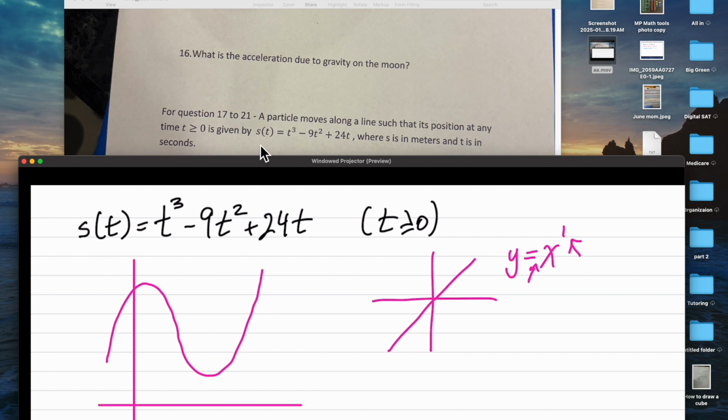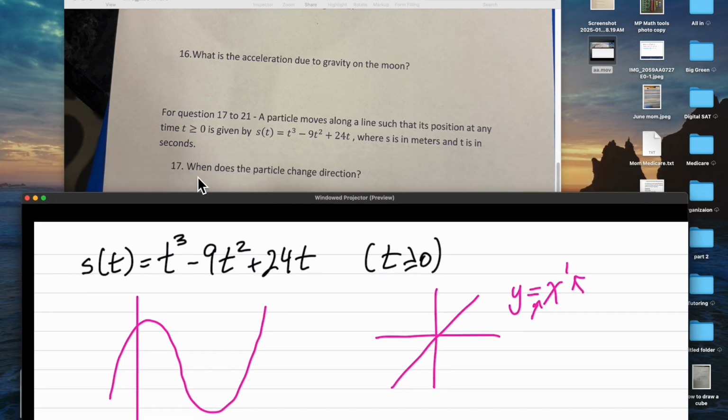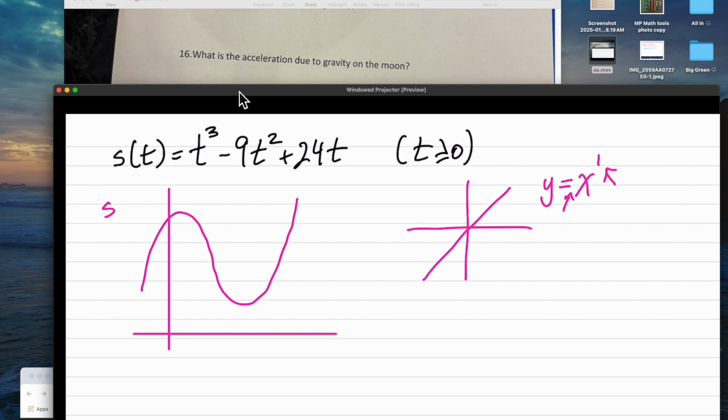Okay, so they give us that function and they say, when does the particle change direction? So if this is the displacement function over time, that means here the displacement is in a positive direction, the height is increasing, that means our slope is positive. Here we see our slope is negative, our height is decreasing, so this point right there is where it changes direction. Then we see another change in direction. We see that the slope is positive here.